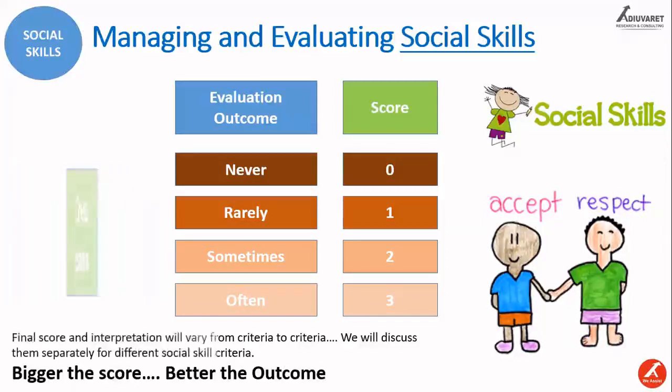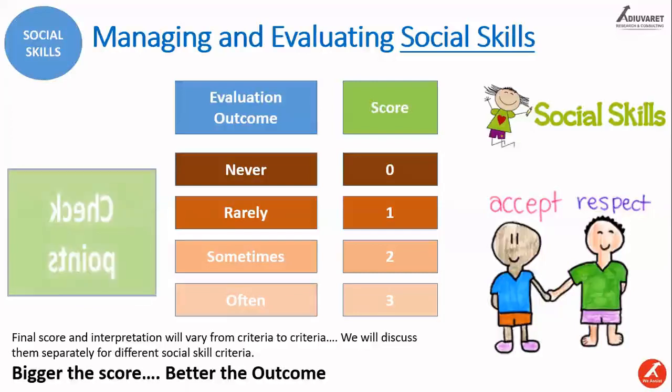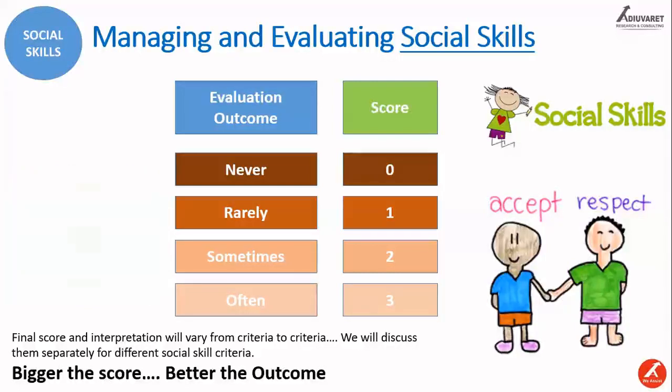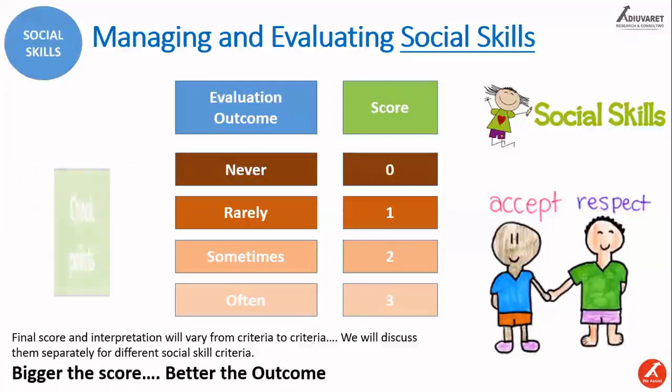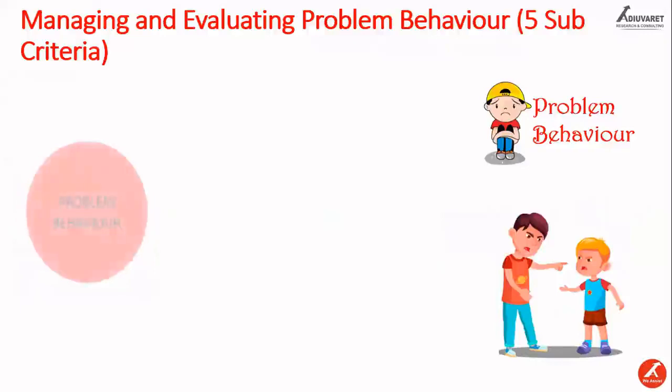The final score will vary from criteria to criteria, so we'll discuss them in detail when we take up those criteria. But the bigger the score while measuring the three sub criteria, the higher the social skill of that particular sub criteria, and vice versa. So this is all about the social skills. Now moving to the problem behavior.